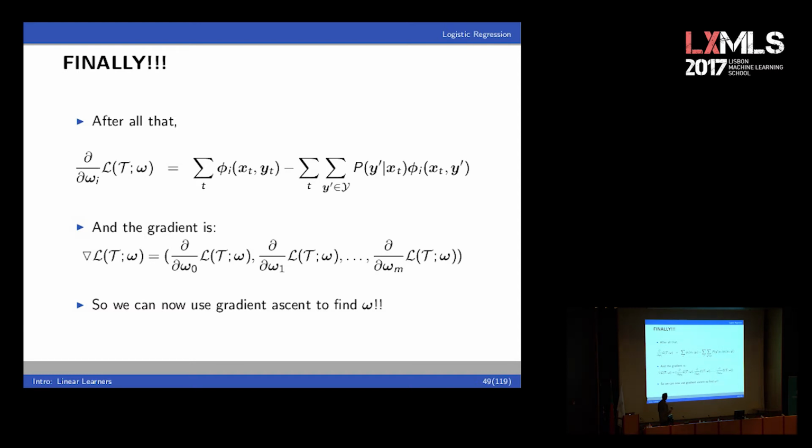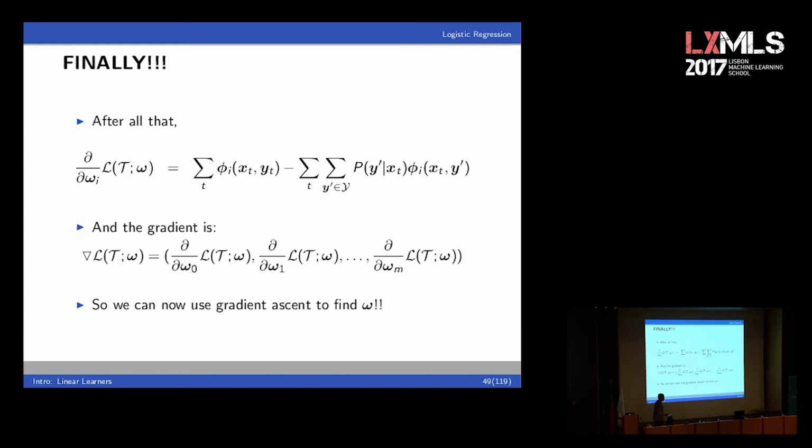Because what you want to do is set this derivative to 0, right? At the optimum, this term is equal to this term. So you have a constraint that says: build a model, find parameters that tell you that under my model the expected feature counts are the same as the feature counts in my training data. And it's a very simple formulation.